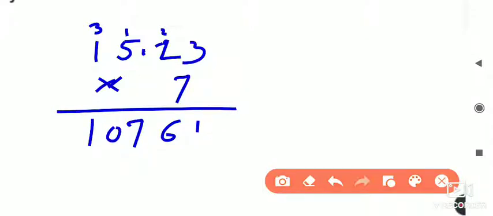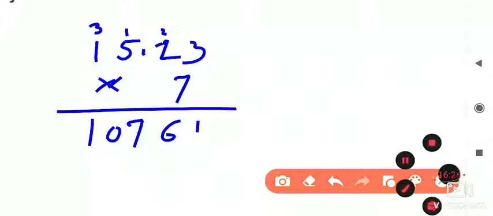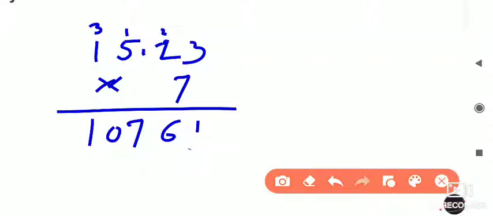Now this is my answer. See here. 7 5s are 35 plus 1, I have to write here 6.